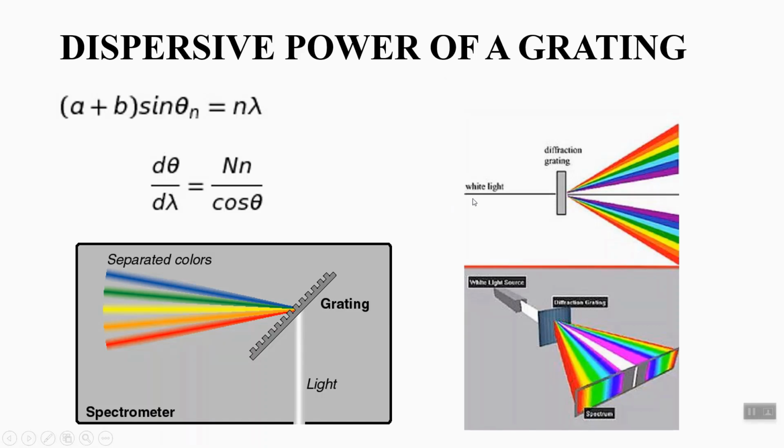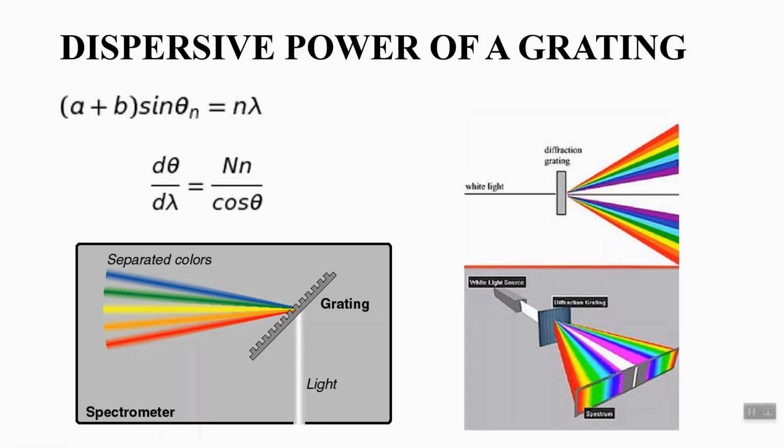Thus the dispersive power of a grating is defined as the ratio of the difference in angle of diffraction of any two neighboring spectral lines to the difference in wavelength between the two spectral lines. It can also be defined as the angle of diffraction corresponding to a unit change in wavelength of light used.